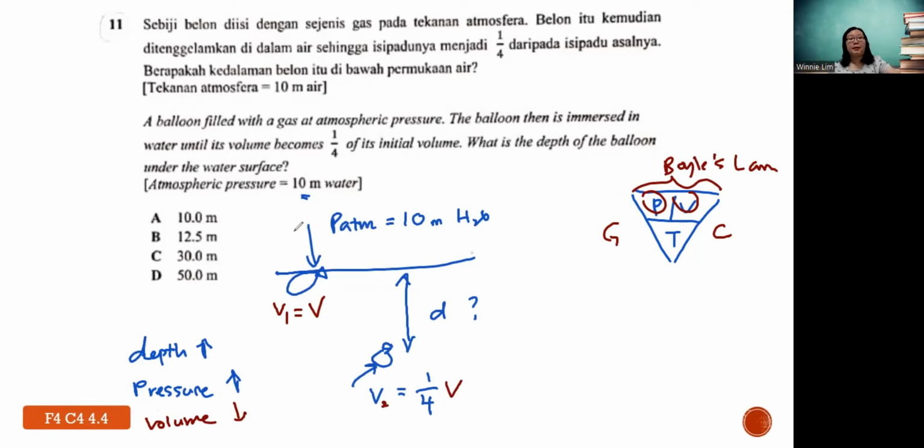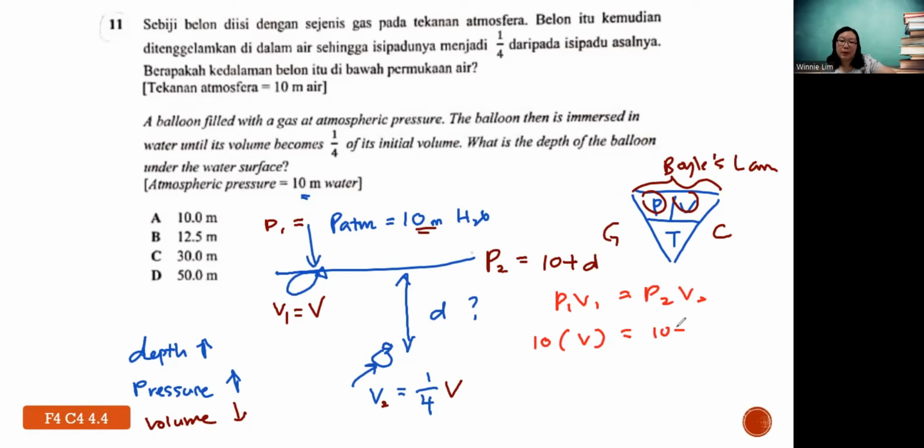Okay. Then P1 is acted by atmospheric pressure. But P2 is what? P2 supposedly is atmospheric pressure plus the depth here. So I write 10 plus D. Then how do you solve this question? You are using Boyle's law, which is P1 V1 equals to P2 V2. So your P1 is 10, V1 is V, P2 is 10 plus D, but your V2 is 1 over 4 V.